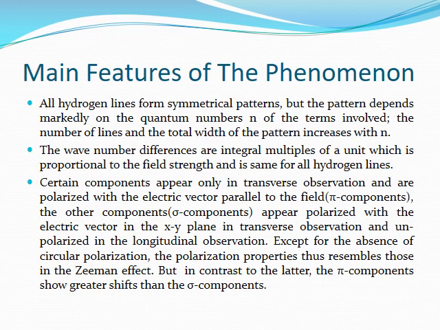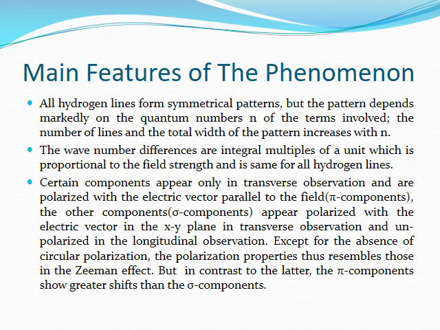The main features of the phenomena are: number 1. All hydrogen lines form symmetrical patterns, but the pattern depends markedly on the quantum number n of the terms involved. The number of lines and the total width of the pattern increases with n. Second, the wave number differences are integral multiples of a unit, which is proportional to the field strength and is the same for all hydrogen lines.